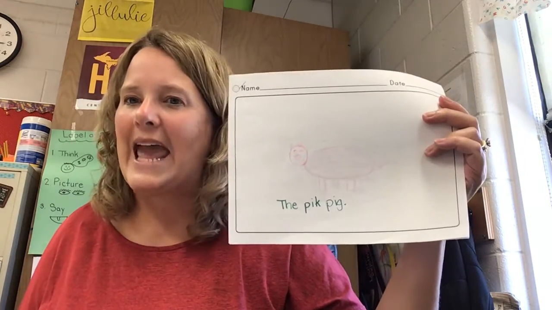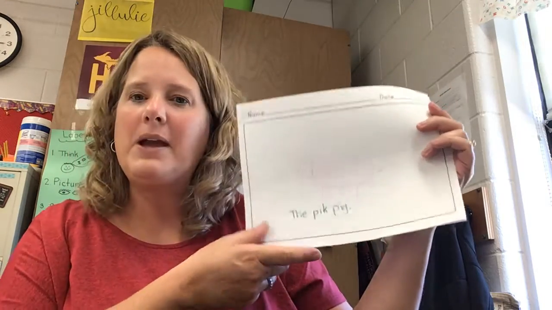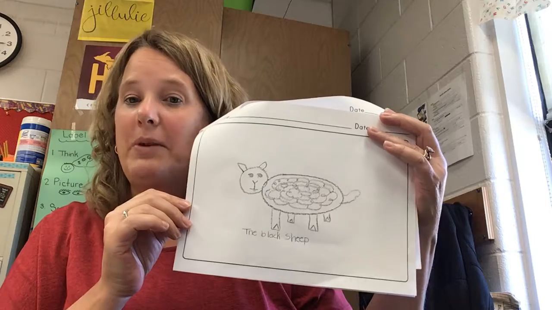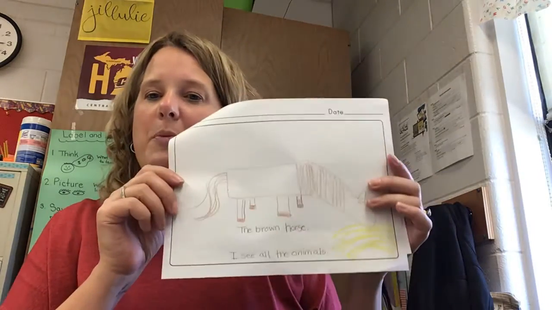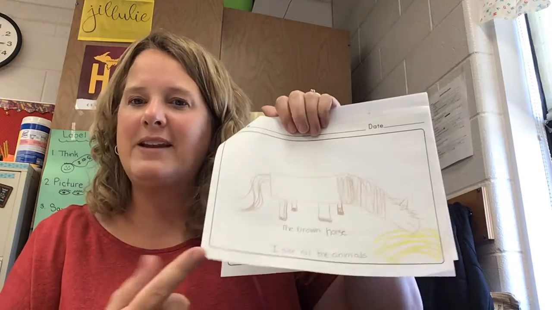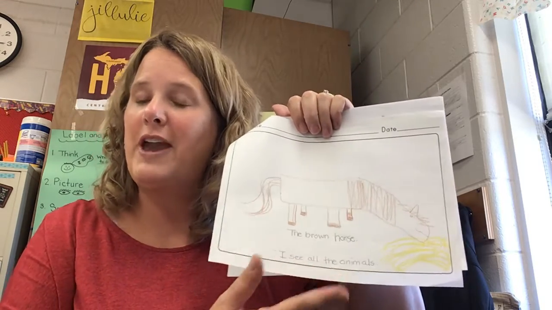I can also add an ending to my book. The pink pig, the black sheep, the brown horse. Here's my ending. I see all the animals. So that was just kind of a nice way to end my story.